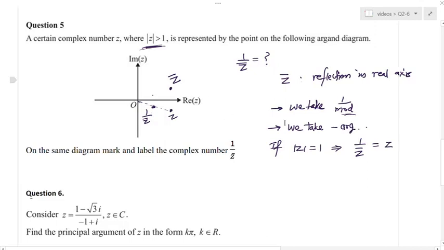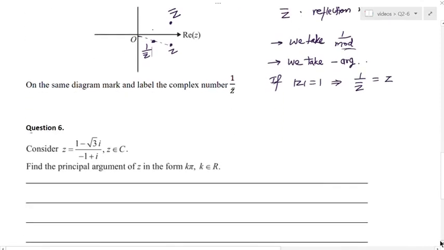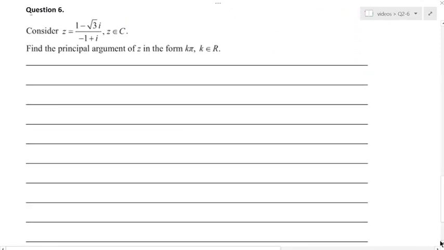Okay, next question. There is a slight trick in the next question, and we need to be careful to keep the domain of the complex number in mind. First, because we are trying to find the argument of this z, we need to convert the whole z into the polar form first. So let's work with the numerator and denominator separately first.